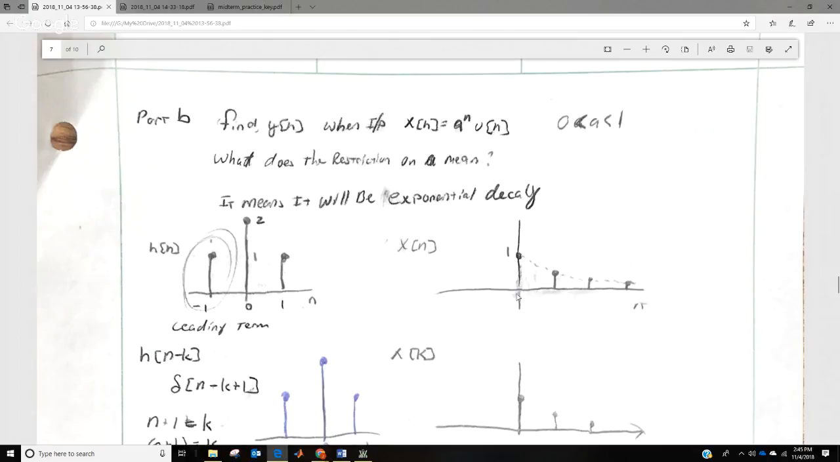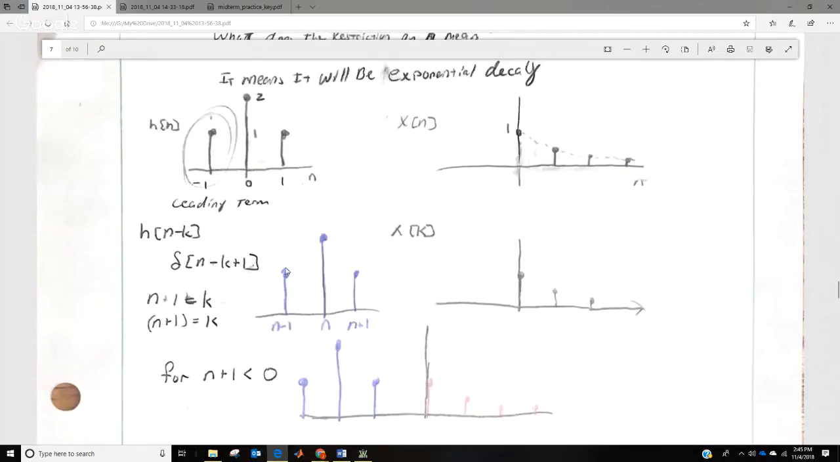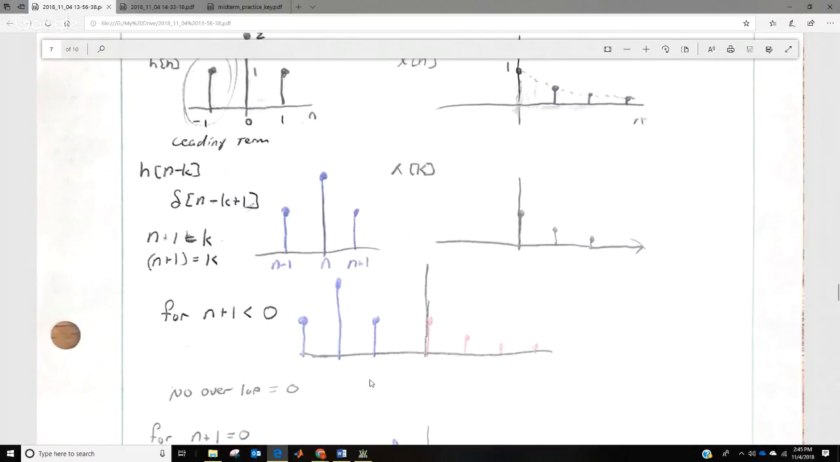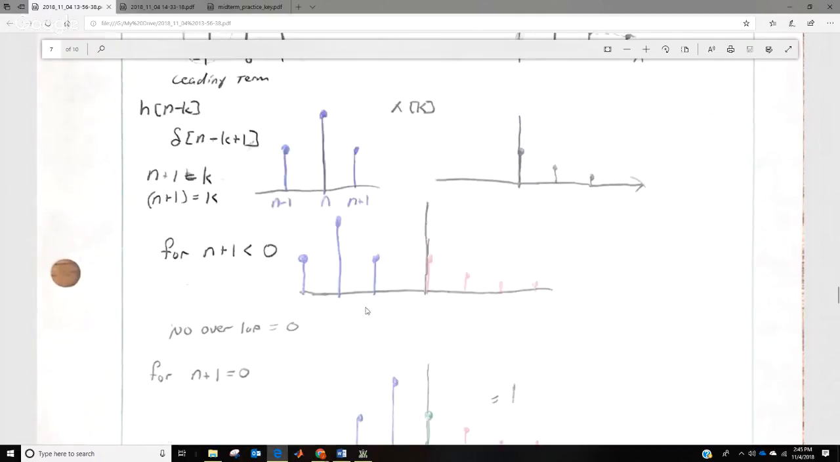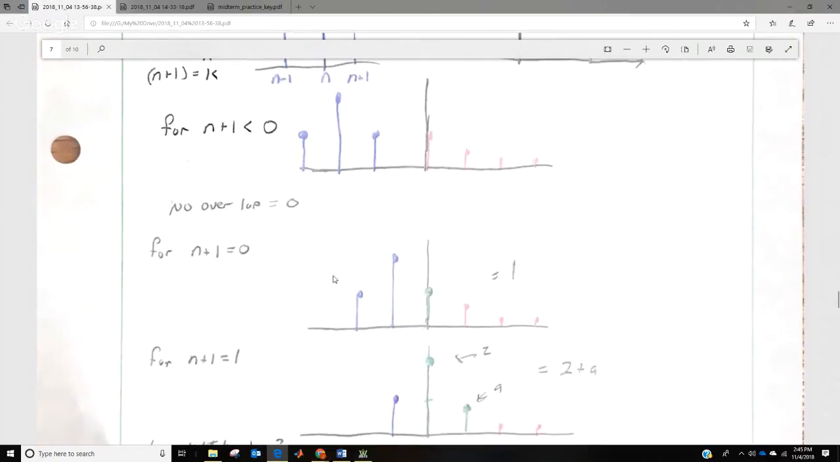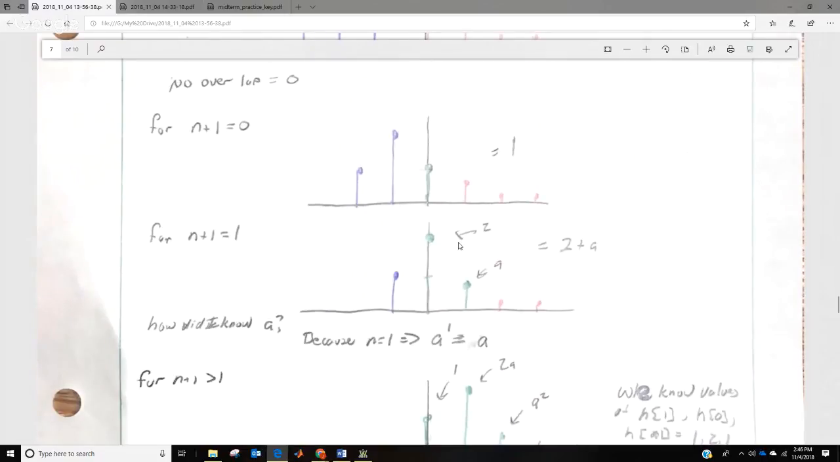So we can look at this, and it just kind of goes off. We know that this is 1 because a to the 0 is 1, and this is a because a to the 1 is a. And then these decay off exponentially. So we do our substitution where we have k and n minus k. We flip those around, and here's n plus 1. So this is our n plus 1 term that we're going to follow along. When n plus 1 is less than 0, there's no overlap. When n plus 1 is greater than 0, we have an overlap of 1. When n plus 1 is equal to 1, we have an overlap of 2.